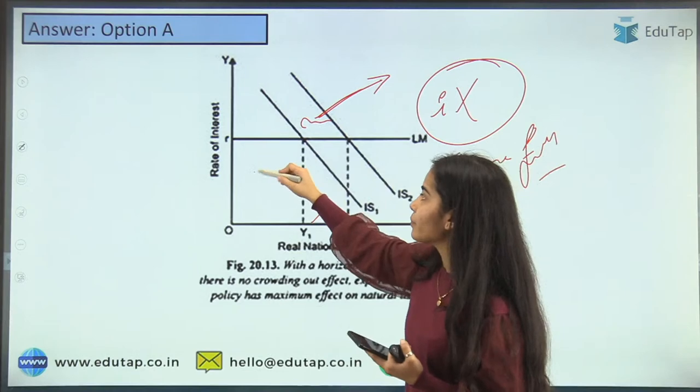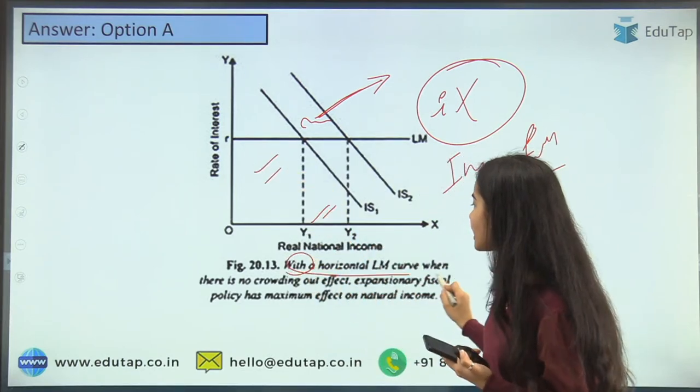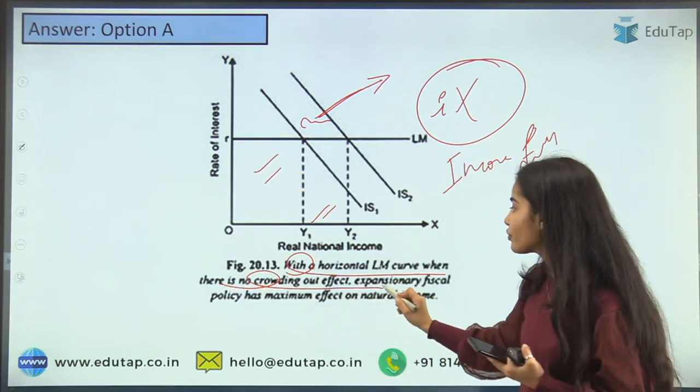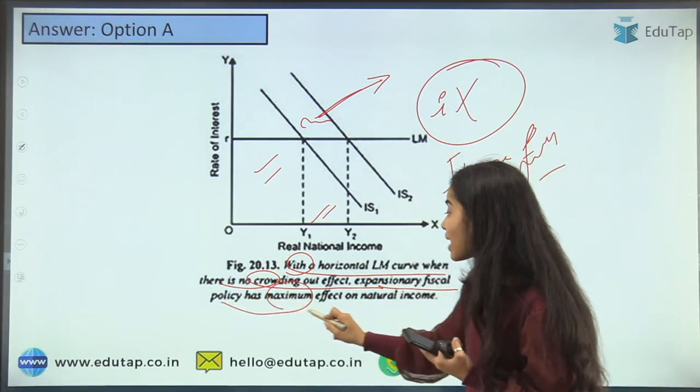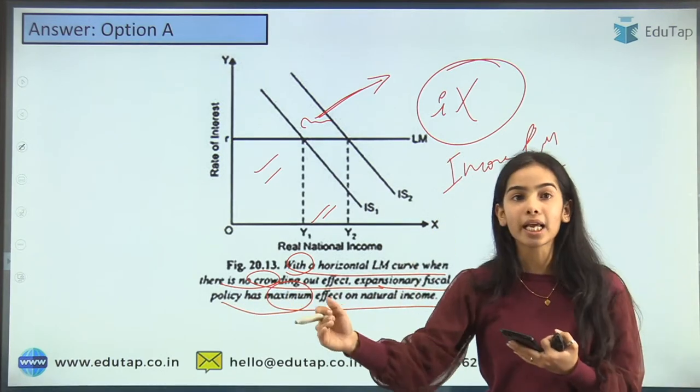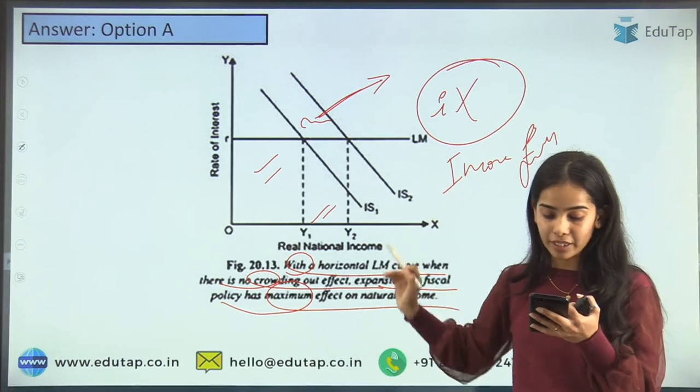So that's why, with the horizontal LM curve, when there is no crowding out effect, expansionary fiscal policy has maximum effect on the national income. That is the full multiplier effect.